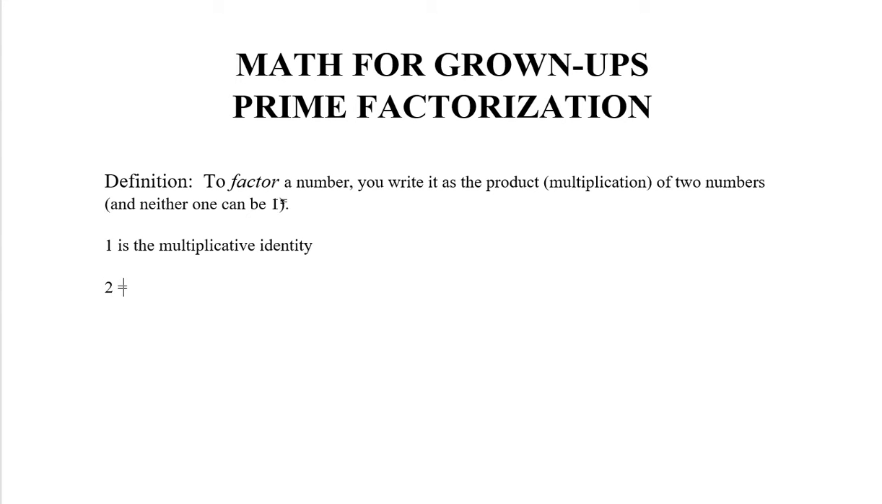Okay, so start with the next number. 2 can't be factored. There's no way I can multiply it by two numbers, neither one of which is 1. We're going to stick with whole numbers and positive numbers. Can't be factored. So it is what we call a prime number. It is the only even prime number. Every other even number can be divided by 2. So there you go. Very special number.